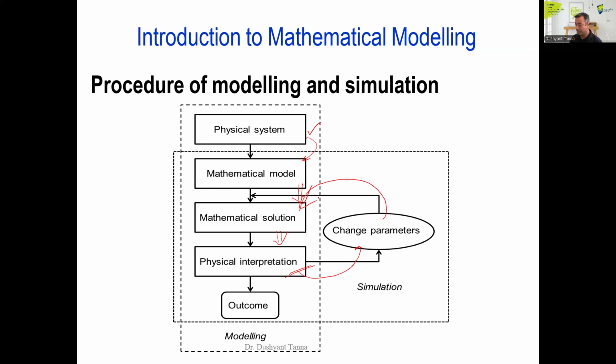And if everything works well, then we go for simulation of how it looks like using graphs, testing scenarios. And if that works well, then we provide the outcome, right? That's all. Everything up here is called the modeling, and this part here is called testing or simulation. Okay.